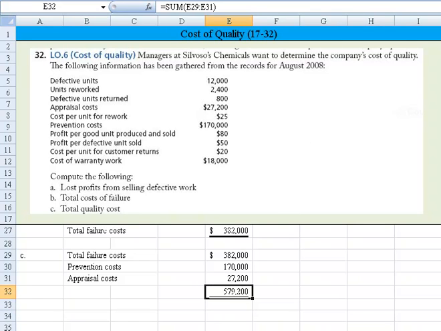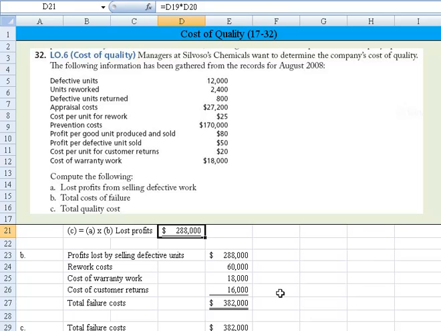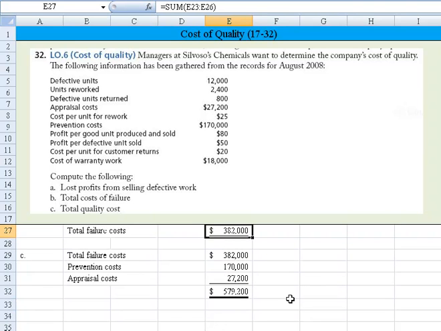and we've worked this problem, everyone. So in this very brief analysis, we've come up with the lost profits from selling defective work. That's that number there. We've come up with total cost of failures, and we've come up with total quality costs, which I should label. Okay, thanks everybody.